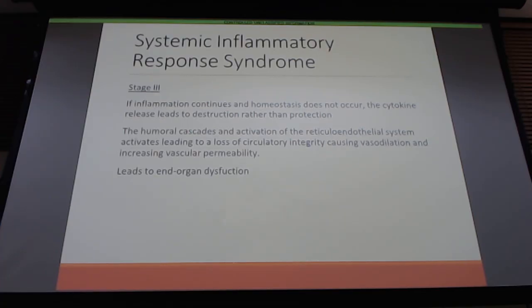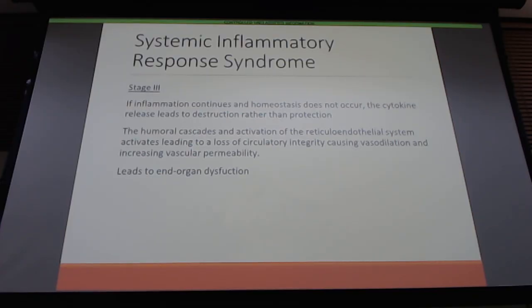Okay. At this point, it tells you the humoral cascade and activation of the endothelial system leads to loss of circulatory integrity, causing vasodilation and increased vascular permeability. At that point, all your vessels are starting to leak out everywhere. Okay. Not good. I just need to try to figure out why that's happening. Okay, and if it continues on without supportive and aggressive therapy, and trying to figure out what the underlying cause is, this person can continue on to end organ dysfunction.